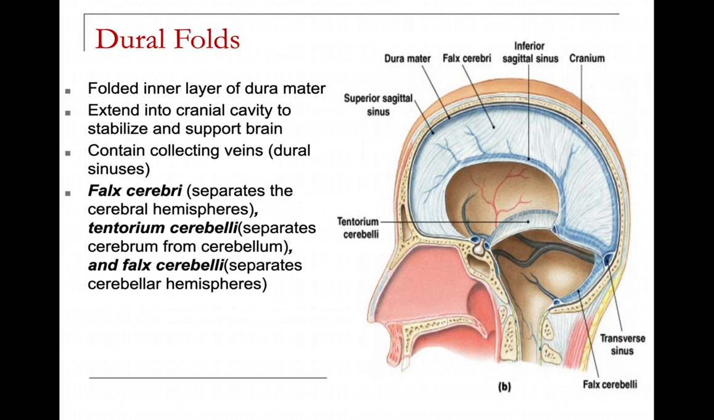The dural folds are an inner layer of the Dura Mater. They're going to extend into the cranial cavity to create some divisions in there. It's going to help to stabilize and support the brain. They'll contain collecting veins like the dural sinuses. So what we have is the falx cerebri. That's going to separate the cerebral hemispheres. The tentorium cerebelli, that will separate the cerebrum from the cerebellum, and the falx cerebelli, that's going to separate the cerebellar hemispheres.